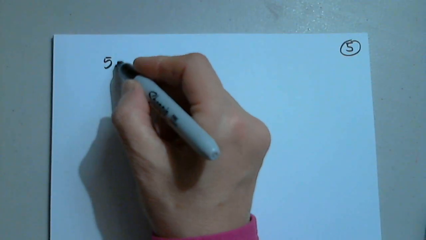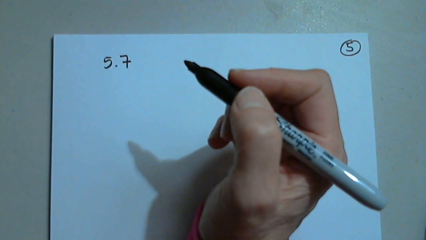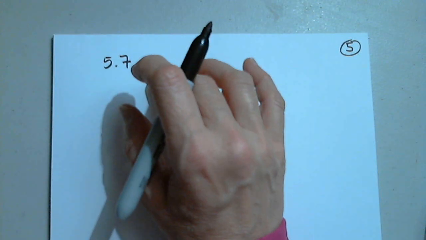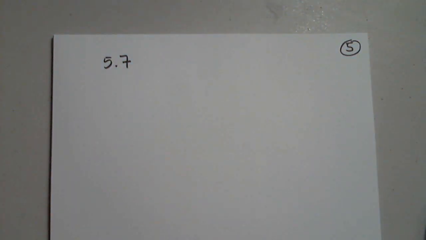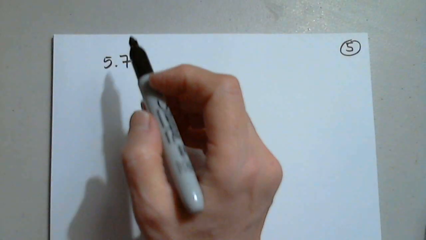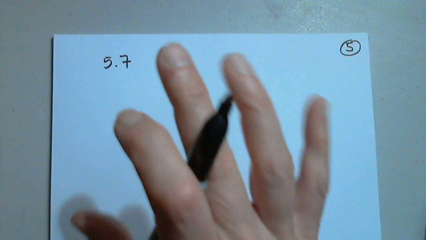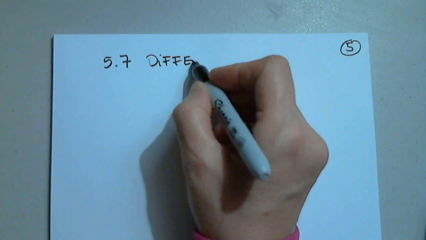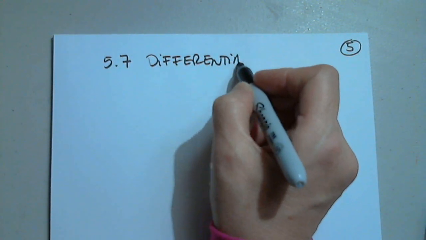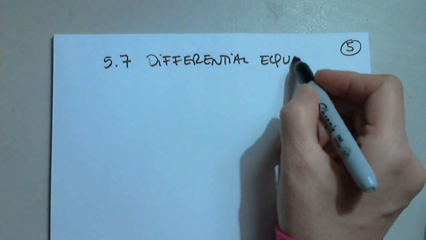We can continue. Okay, so the last section of chapter 5 is 5.7. I would say that this section 5.7 is maybe the most sophisticated one. Oh, I'm sorry, let me stop sharing. Sophisticated in the sense that it's a little bit more complex. I'm going to try to make it as simple as possible. It's entitled Differential Equations.